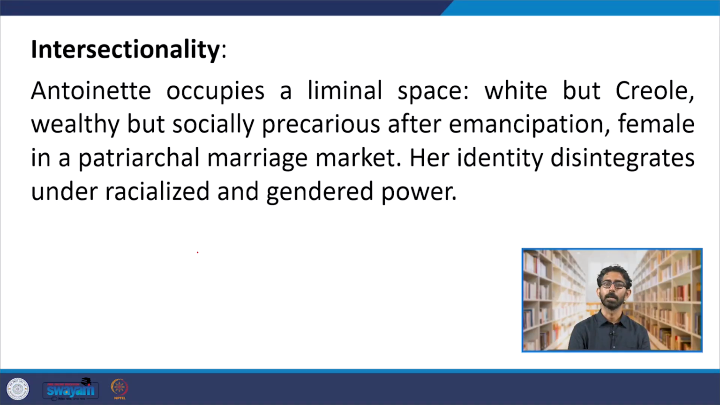Antoinette, the protagonist of Jean Rhys's novel, occupies a liminal space. That is, she's both white and Creole. She's both wealthy and socially precarious after emancipation. She's both female in a patriarchal marriage market, but also quite powerful and has the opportunity to inflict violence on others who have less agency than her. Her identity disintegrates under racialized and gendered power. It disintegrates into its multiple constituent parts.